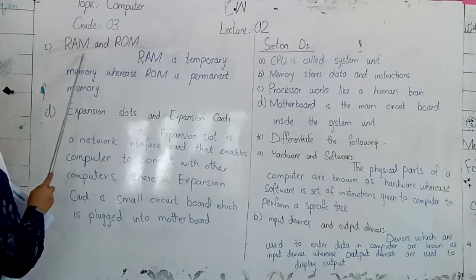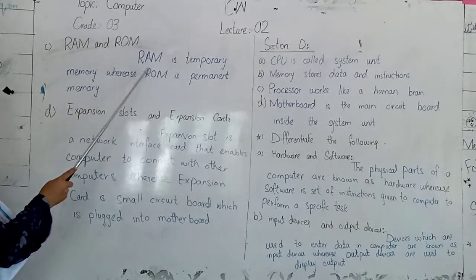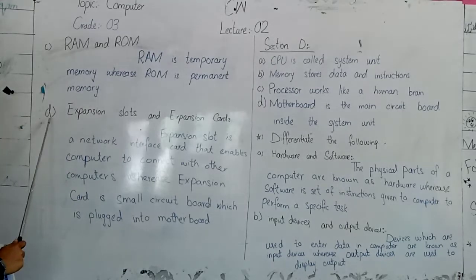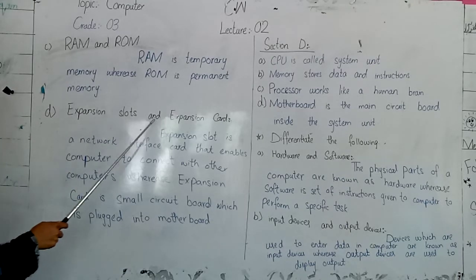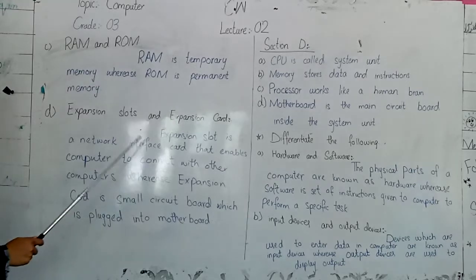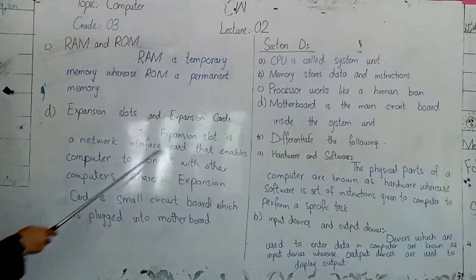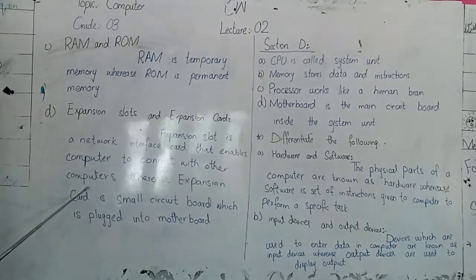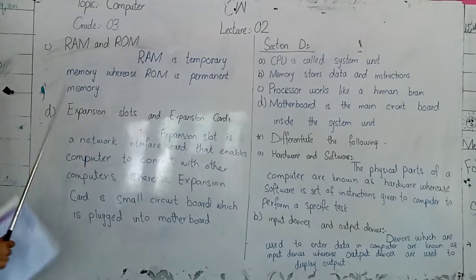C is RAM and ROM. So RAM is temporary memory whereas ROM is permanent memory. And D is expansion slots and expansion card. So the difference between expansion slot is a network interface card that enables computer to connect with other computers, whereas expansion card is a small circuit board which is plugged into motherboard.